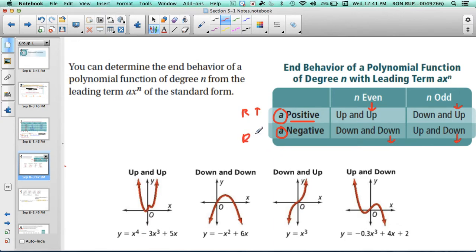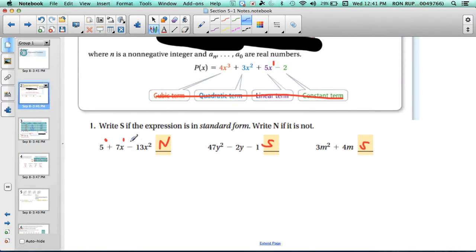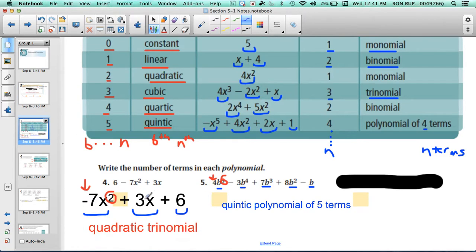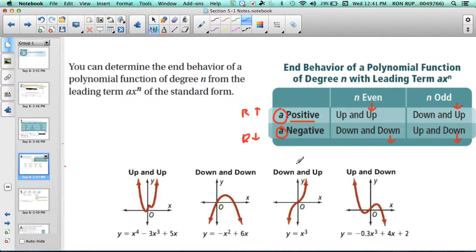Right side goes down. And then we look at the degree. That's what they call n. The degree. If the degree of your leading coefficient, so in this example, the 1, in this example here, the 2, in this example here, the 5. If the degree is even, then the left is the same as right. If the degree is odd, then the left is opposite of the right. It's not the same as the right.